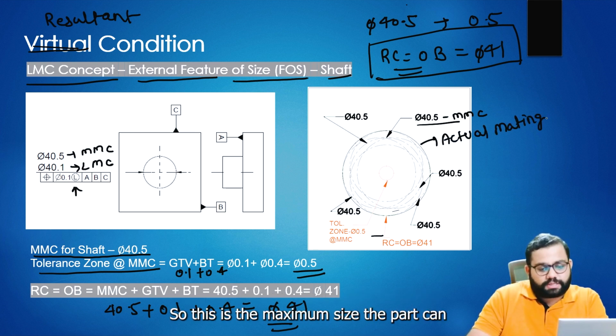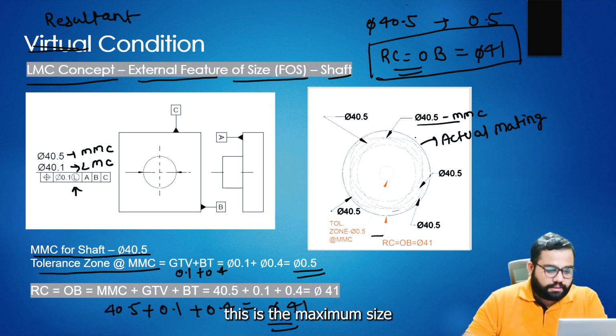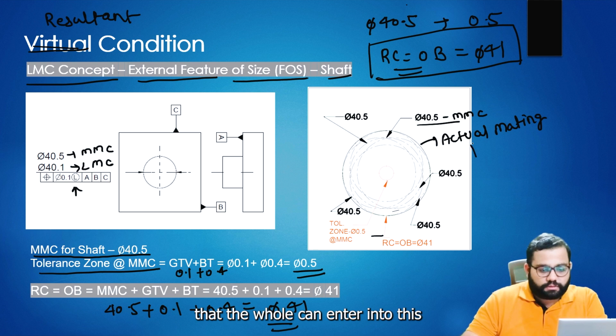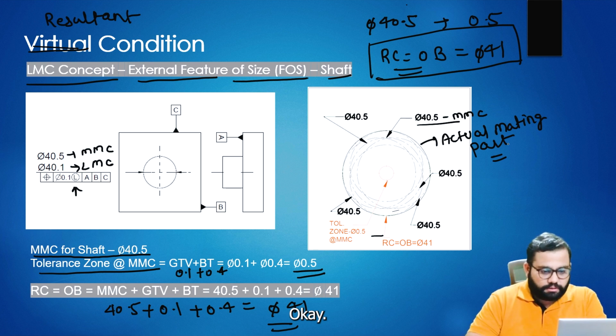This is the maximum size of the part that the hole can accept. This is the actual mating envelope.